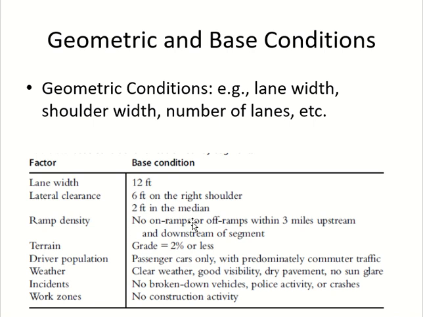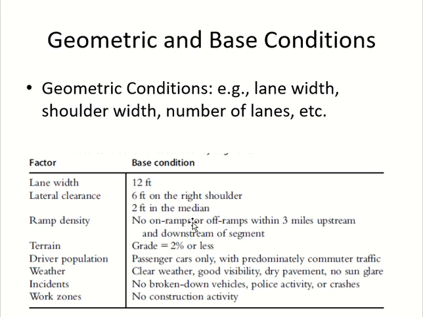Then we have ramp density. What is ramp density? It's the number of ramps divided by distance. How much distance? So this is fixed here. So if you are doing the analysis in one segment, then from that segment you go 3 miles forward, which we call downstream, and 3 miles backward, which we call upstream. And within these 6 miles, you can count the number of ramps you have. Then this number divided by 6 will give you ramp density.